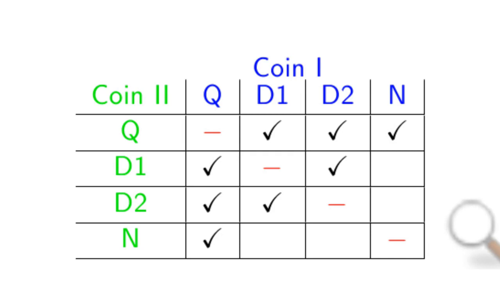Alright, so what do I have to do now? I simply have to go outcome by outcome and see which ones give me more than 15 cents. Okay, well, anything that has a quarter in it is already 25, so it's going to give me more than 15 cents. And so all of these have check marks. A check mark corresponds to satisfying the condition of more than 15 cents.